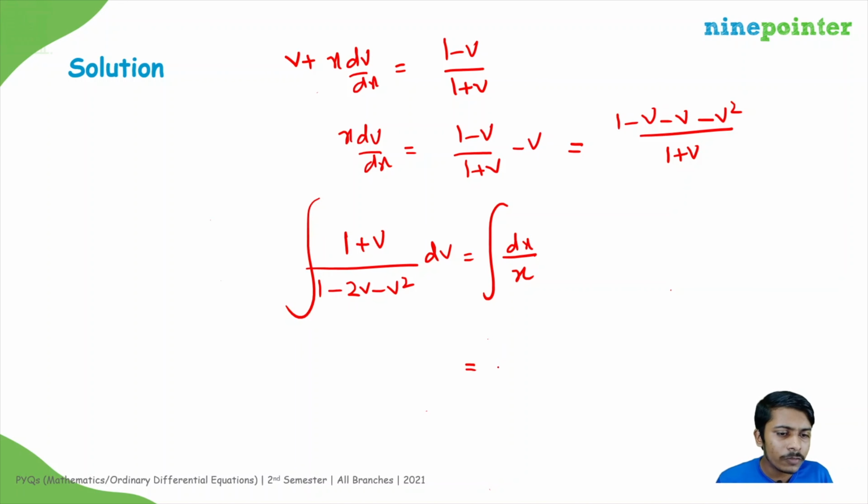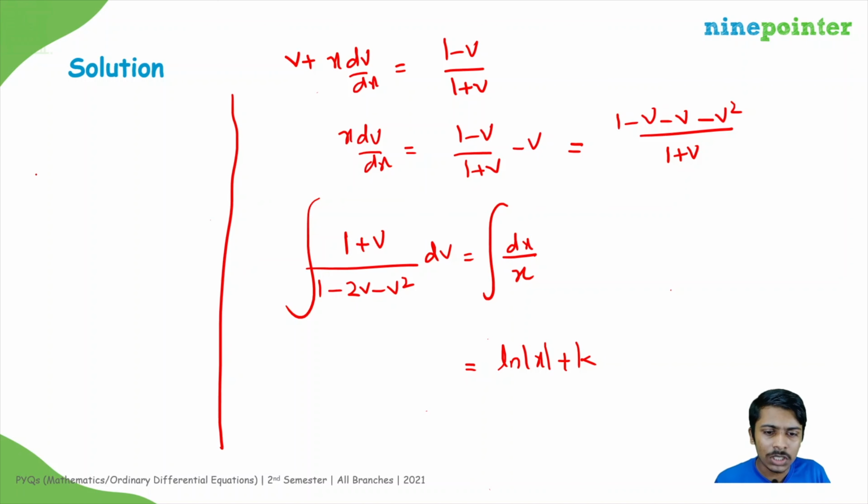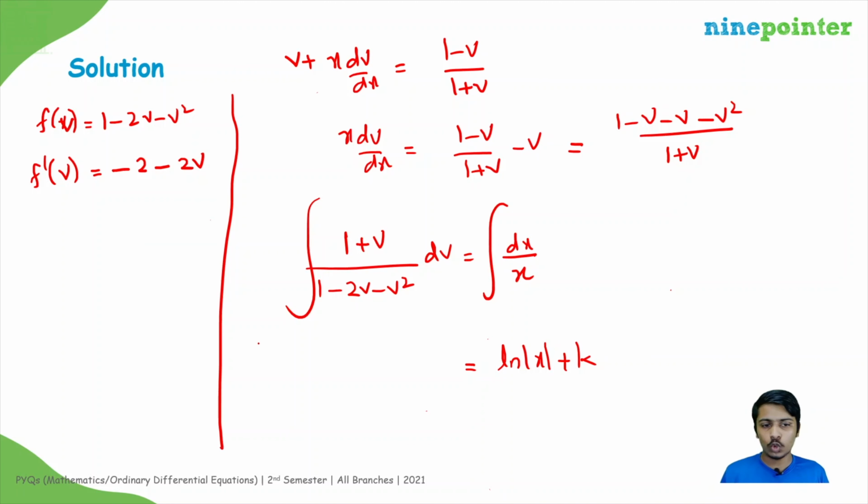The integral of the right hand side is just log mod x plus any constant k. Now how can we integrate this function? We have been using this technique for a long time in this series. Suppose the denominator is some f of v, and if I differentiate this with respect to v itself, what will be the derivative? It will be minus 2 minus 2v, that is actually minus 2 into (1 plus v), and we have that 1 plus v in the numerator. If we have that minus 2 also, then it would be very easy to integrate this.